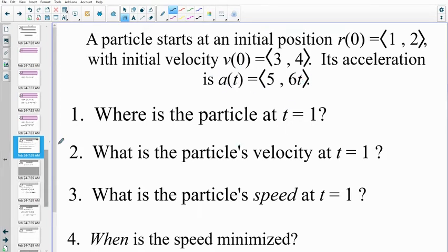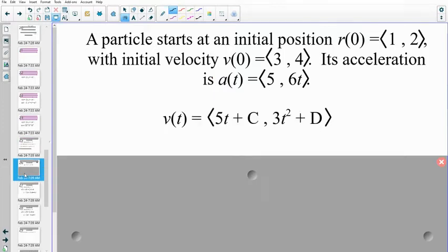Given the acceleration function, I'm going to work backwards and find velocity functions. And of course, to go from acceleration to velocity, I have to anti-differentiate. So the antiderivative of 5 is 5t plus some constant of integration. But I also need that the velocity at time equals 0 to be 3. So in the case of this one, 5 times 0 plus something equals 3. Of course, that value is 3.